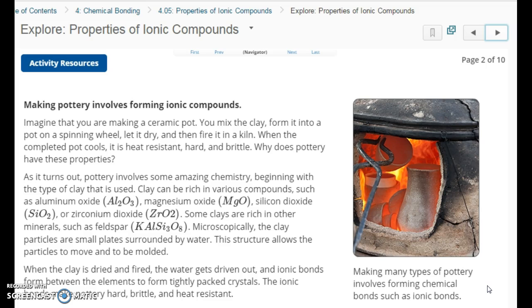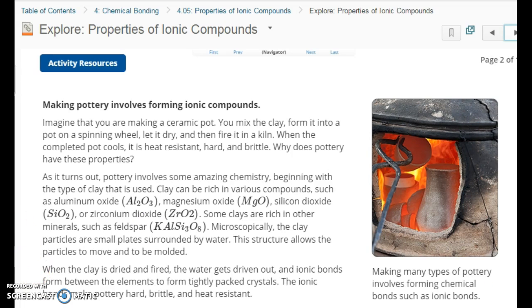Why does pottery have these properties? As it turns out, pottery involves some amazing chemistry, beginning with the type of clay that is used. Clay can be rich in various compounds such as aluminum oxide, magnesium oxide, silicon dioxide, or zirconium dioxide. Some clays are rich in other minerals such as feldspar, which is a compound that contains potassium, aluminum, silicon, and oxygen. Microscopically, the clay particles are small plates surrounded by water. This structure allows the particles to move and be molded.